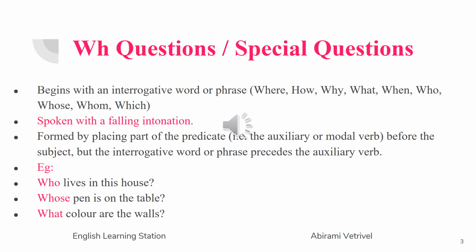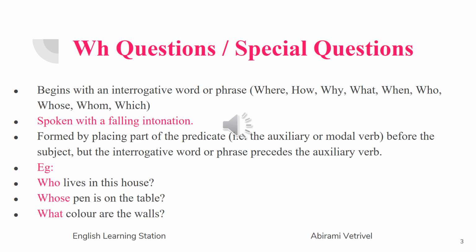The first type of interrogative sentence that we would learn in detail is WH questions or special questions. These WH questions usually begin with an interrogative word or phrase such as where, how, why, how many, what, when, who, etc. WH questions are spoken with the following intonation. Now let us look at the structure of WH questions.